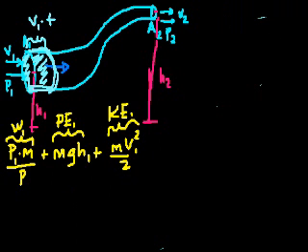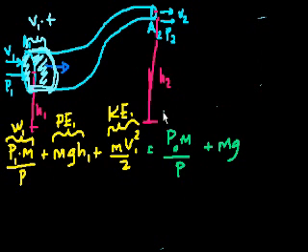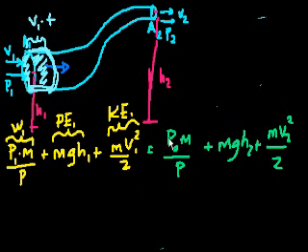So this is going to be equal to the same thing on the output side. This is going to be equal to the work out, so that'll be the output pressure times the mass divided by the density, plus the output potential energy, which will just be mgh2, plus the outbound kinetic energy, which would be mv2 squared divided by 2. And I just realized I'm out of time, so I will continue this in the next video. See you soon.